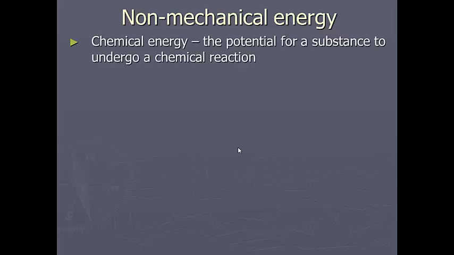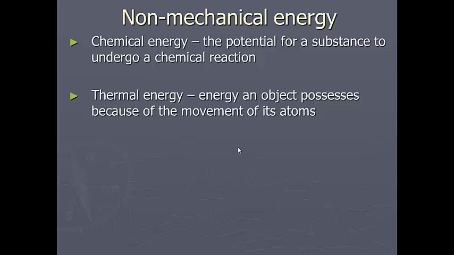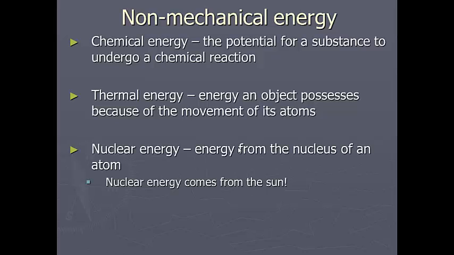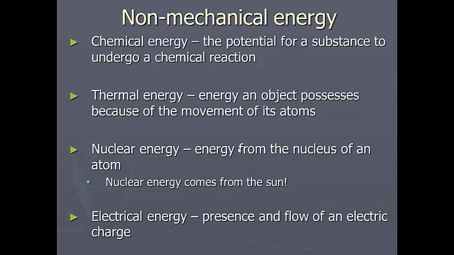Chemical energy is the potential for a substance to undergo a chemical reaction. Thermal energy is energy an object possesses because of the movement of its atoms. Nuclear energy is energy that comes from the nucleus of an atom. One example of nuclear energy is the sun is constantly giving off nuclear energy. Electrical energy is the presence and flow of an electric charge.